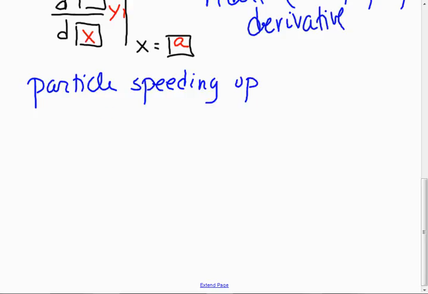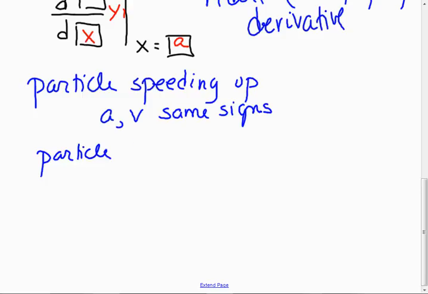Speeding up when A and V are the same signs, and it's slowing down when they're opposite signs. Do we have a homework problem like that? A and V are opposite signs.